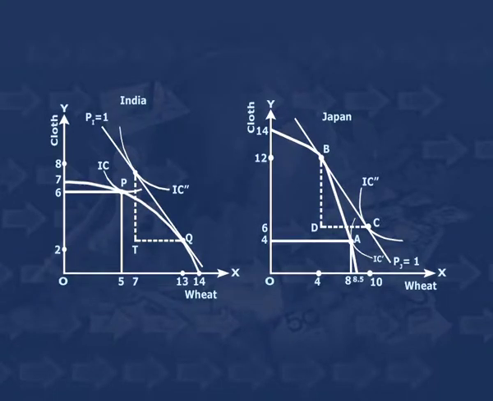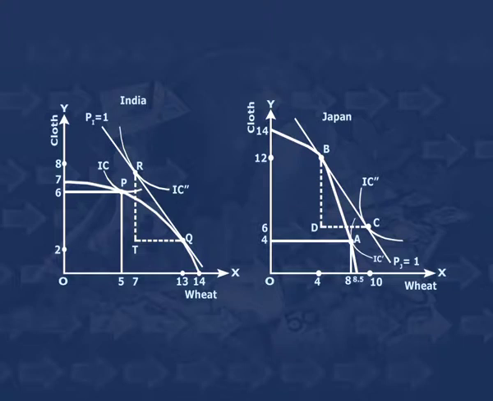India moves from point P to point R in consumption. At point R, India consumes 8 units of cloth and 7 units of wheat. India is now on a higher indifference curve, which shows that the level of satisfaction has gone up. It shifts from IC to IC double dash. The trade triangle is RTQ. This triangle shows that India would exchange 6 units of wheat for 6 units of cloth with Japan.